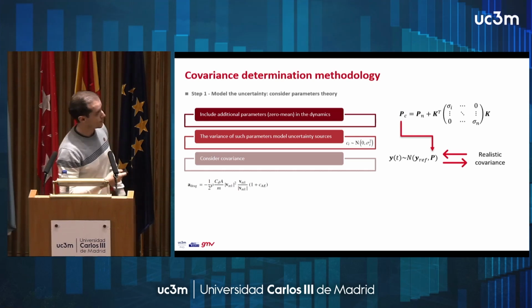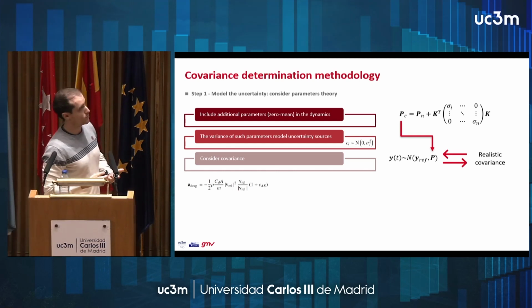Then, if we are doing this right, if we are doing things properly, the dispersion of our orbital state would be represented by a mean state and this covariance. Only in that case, we would have what is called a realistic covariance.